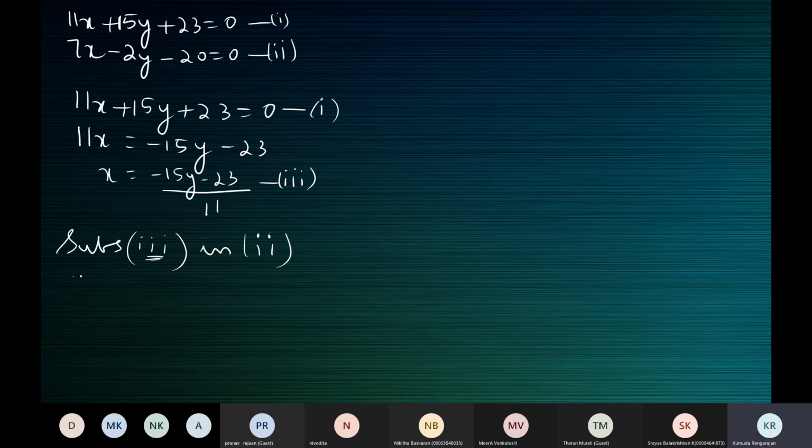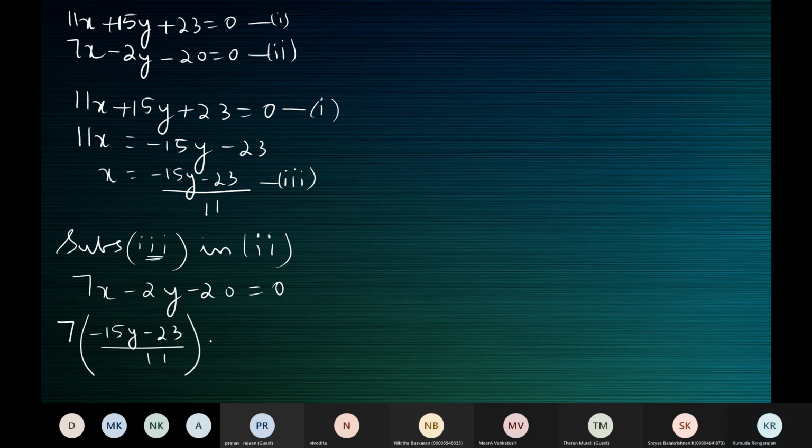Now, what is the second equation? 7x minus 2y minus 20 is equal to 0. This is the second equation. Now, in the second equation, where is x? Here. Don't write x, right? Minus 15y minus 23 divided by 11 minus 2y minus 20 is equal to 0.